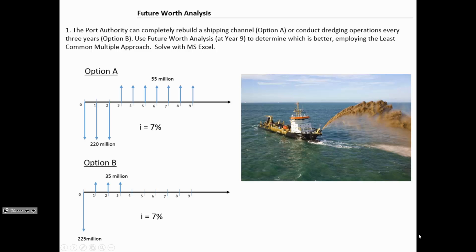And then based on that investment, there are revenues through year 9 for option A. So you can think of option A as sort of like the complete rebuild option. In contrast, option B is more of a temporary fix. It doesn't require investments for a long time. You just do a one-time fix of $225 million, and then you're good for 3 years after that.